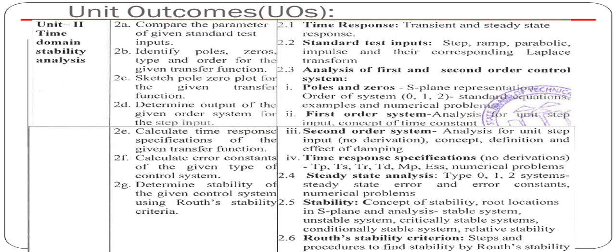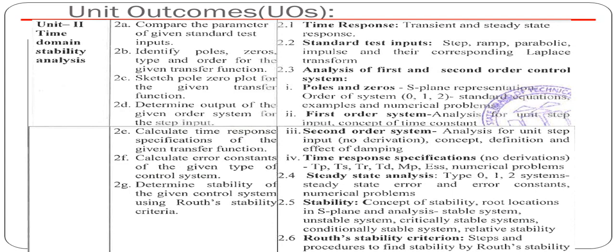See the unit outcomes for this unit. The first unit outcome is compare the parameters of given standard test inputs. Then identify poles, zeros, type and order of the given transfer function. Third is sketch pole zero plot from the given transfer function. Then determine output of the given order system for the step input.